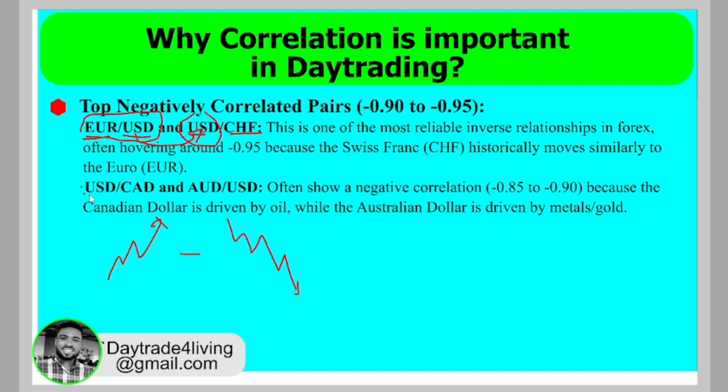Then you have the Euro USD, the USD CAD and the AUD USD. See the same scenario. Here the USD is a base currency. Here the USD is a quote currency. So when one is strong and going upwards, the other pair will be pulling the other side downwards. This is as simple as that. So these are all negative correlated pairs. Just keep them in your head, because you need them, guys.